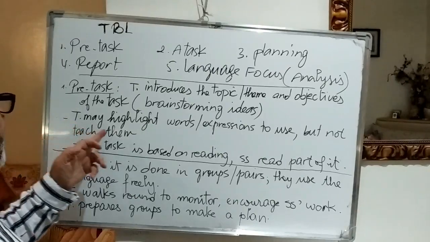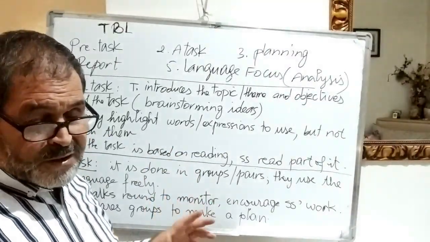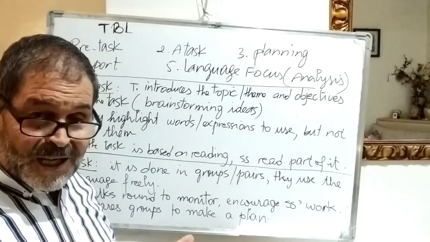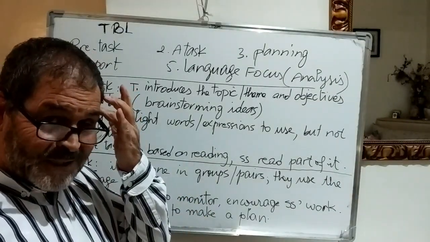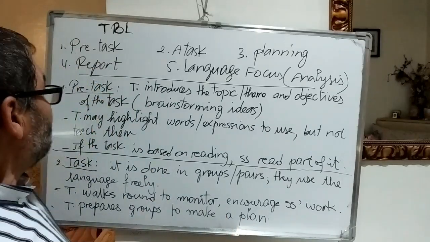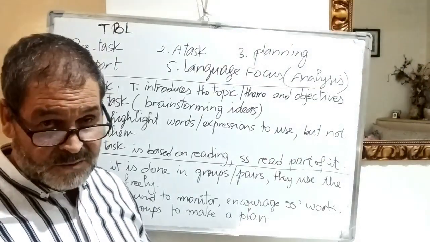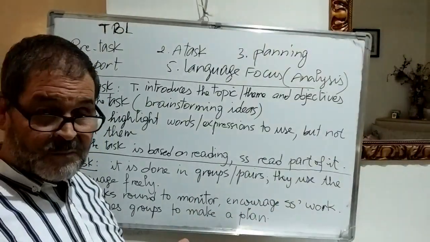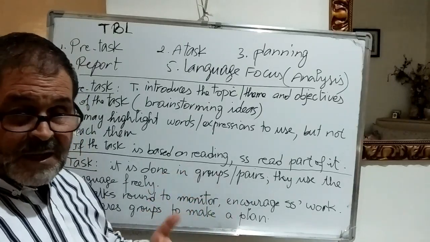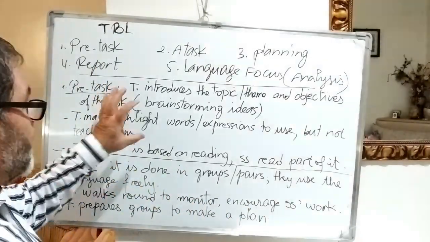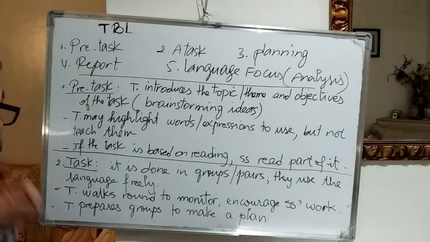The teacher may highlight some words and expressions. Maybe students don't know an expression, how to use it. They have the idea in their mind, but they don't know how to express it. The teacher helps them. And if the task is based on reading, students read part of the text quickly to see what the topic is and what the idea is they are going to discuss. Okay, this is the first stage, or pre-task.